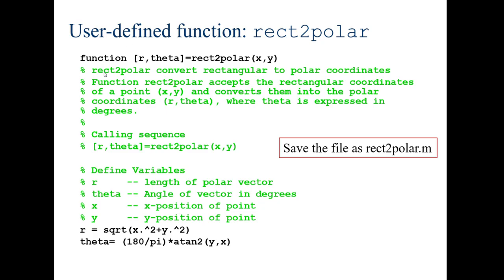So the very first line underneath says rect2polar converts rectangular to polar coordinates. Very simple, one-line summary. If we were to type this into MATLAB and we said look for rect2polar, the name of our function, it's going to return to us this first line. All of the other lines of comments are as detailed as we want or as we need them to be.